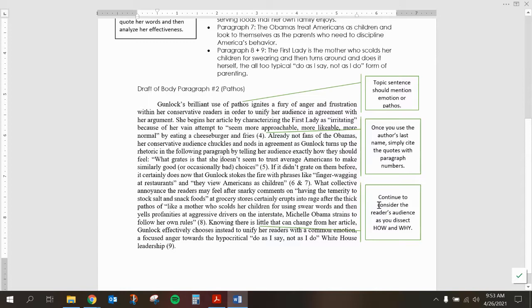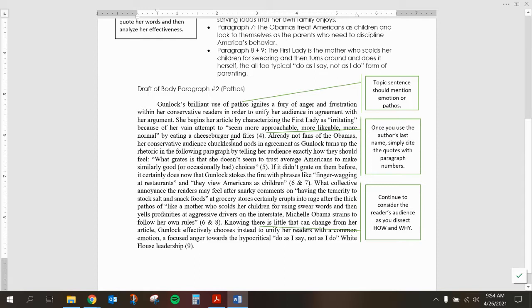rules. Knowing there is little that can change from her article, Gunlock effectively chooses instead to unify her readers with a common emotion of focused anger toward the hypocritical, do as I say, not as I do, White House leadership. I noticed another error. I pulled out this quote here from paragraph 6, having the temerity to stock salt and snack foods. And then I added a quote from paragraph 8, but I didn't put it here. So I'm going to say 6 and 8. That'll fix that. This is an example of a pathos paragraph.